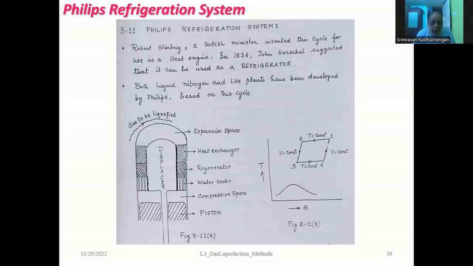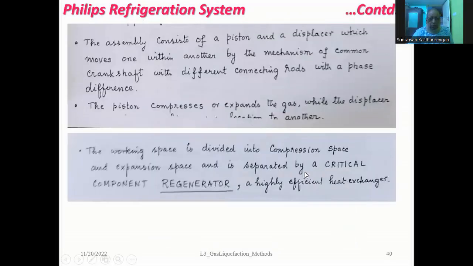So two isothermals and two constant volume processes, which are represented here in the TS diagram. You can see the saturation curve occurring at a very low temperature here, and considering the pressures and volumes here, you can see 1 to 2 is an isothermal compression, 2 to 3 is a constant volume process of reduction in volume, 3 to 4 is isothermal expansion, and 4 to 1 back is a constant volume process. Okay, so this is the process.